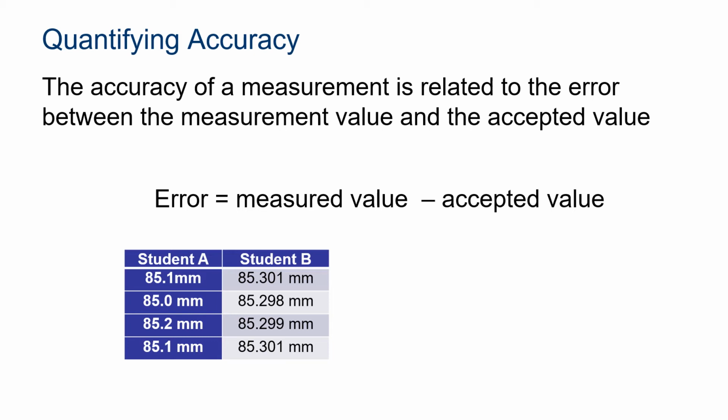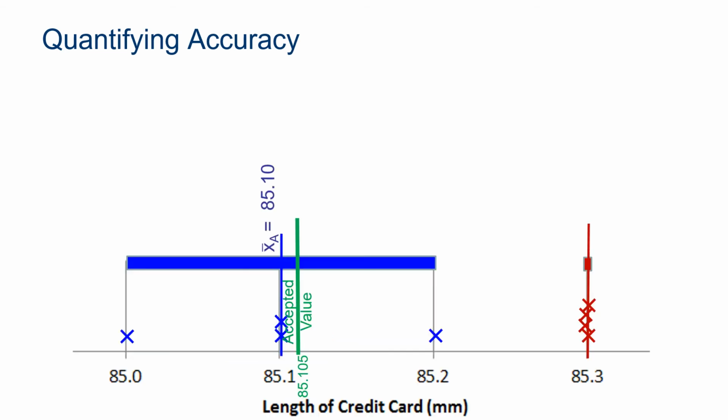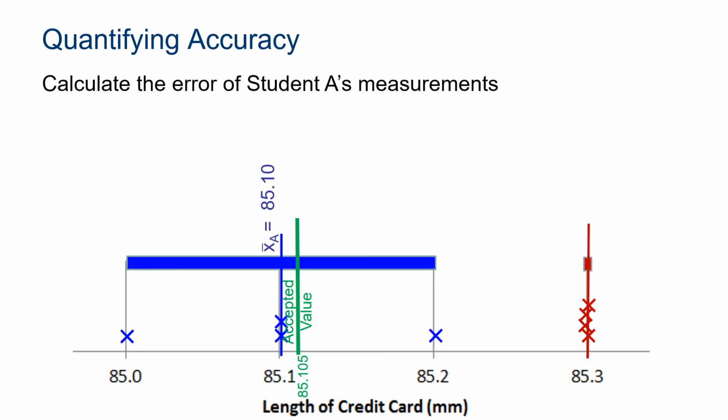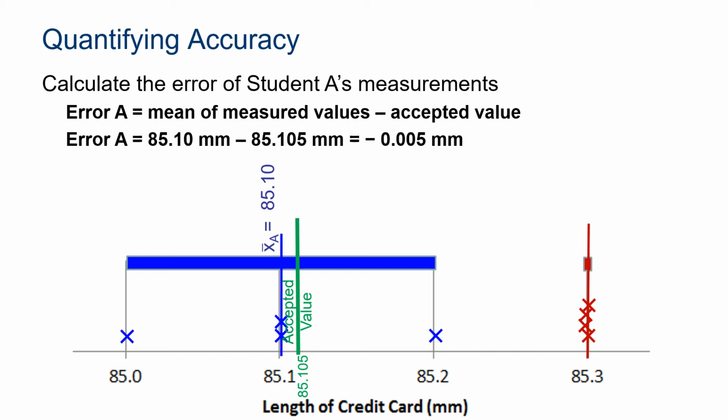All right, so did you find the mean value? Pause the video, think about it. The mean value for student A is 85.1, and the mean value for student B is 85.2998. So now we can calculate the error of student A's measurements. All right, for A, we take the mean of the measured values minus the accepted value. So for student A, they have an error of 0.005 millimeters.